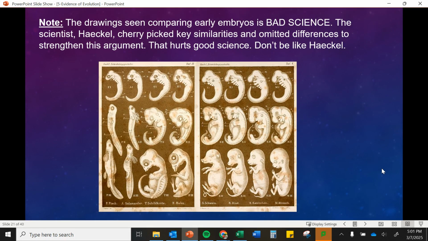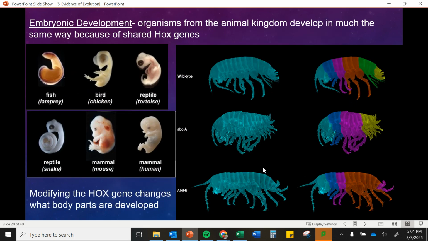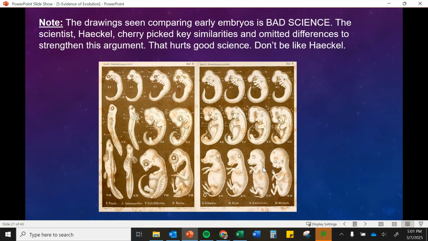So you may have seen drawings like this showing embryo development. This is actually not the best depiction because these are exaggerated, since they're sketches. So again, make sure we're looking at actual pictures of embryos and not drawings like this, which can be misleading.